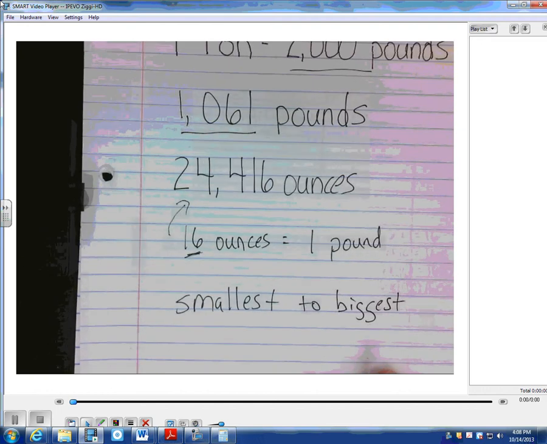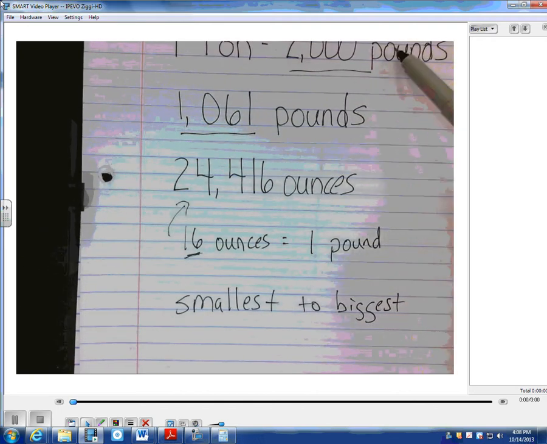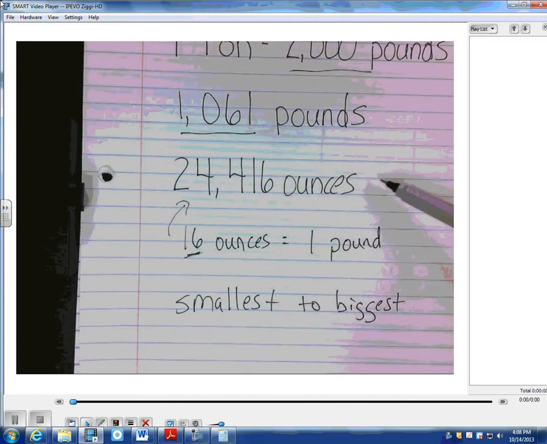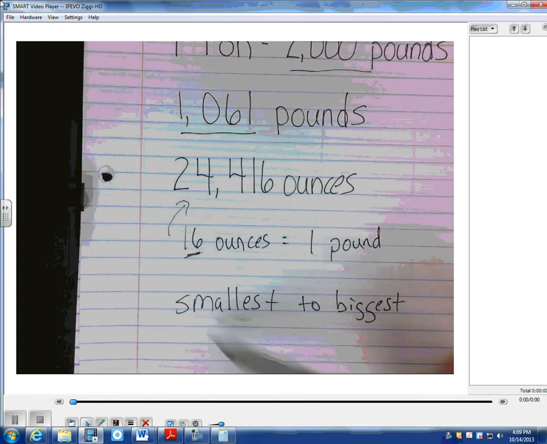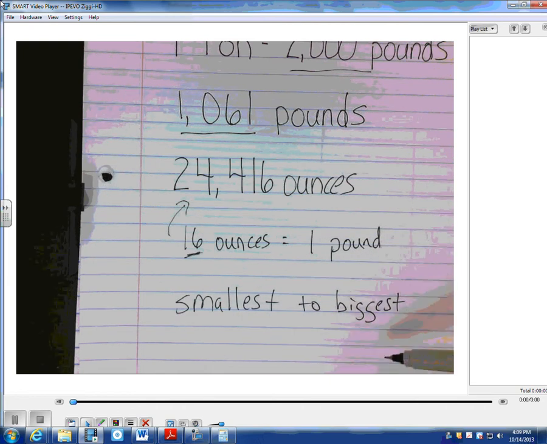Smallest to biggest. And we already know 2,000, we already know 1,061, and then once you figure out the answer for the ounces, how many pounds that is, you can then complete this problem. And again, you'll just put them in order from smallest to biggest, least to greatest.